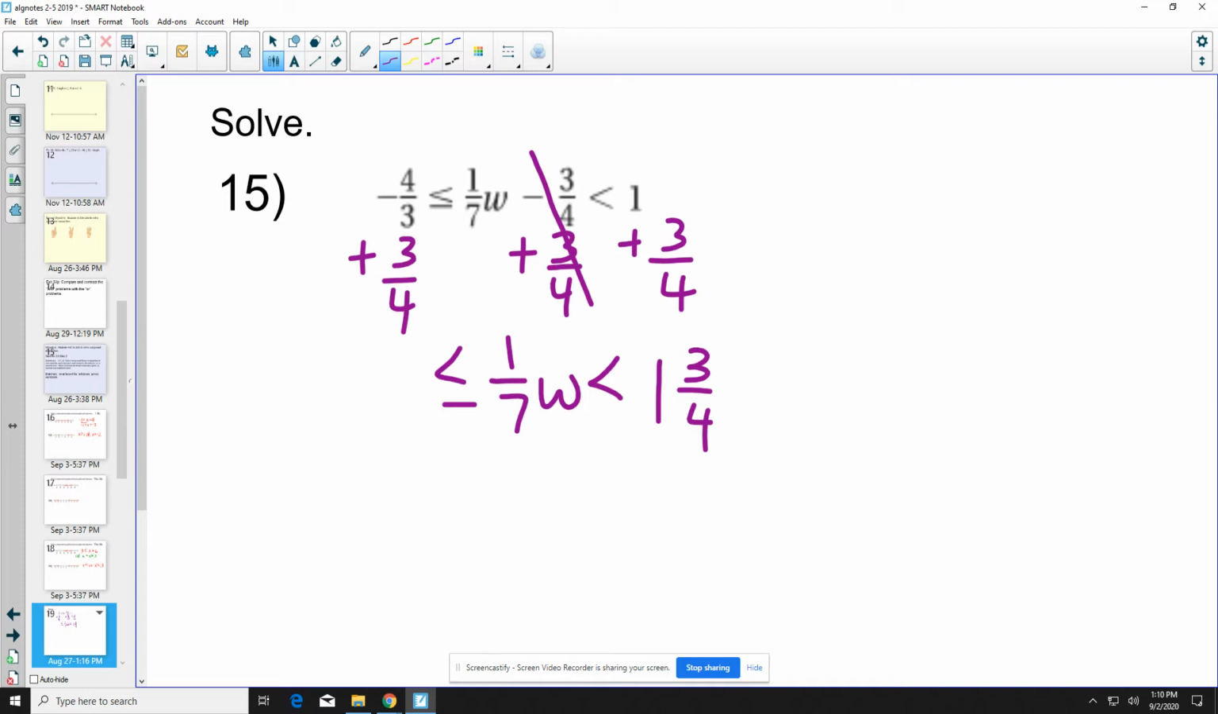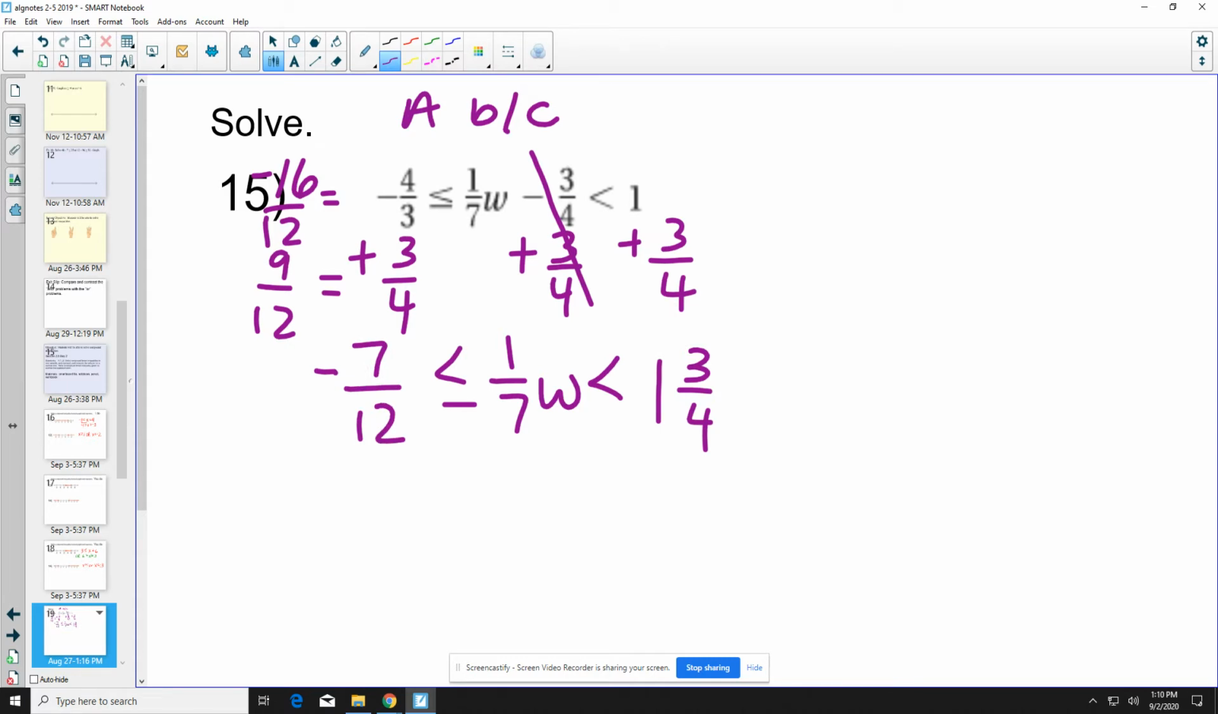Now when I add -4/3 and 3/4, I need a common denominator. You can also use your calculator, that's fine. When you use your calculator, you would use your a b/c button. But if I'm not using a calculator, I would need a common denominator. So let's see, 3 times 4 is 12, so 4 times 4, that would be a -16. 4 times 3 is 12, 3 times 3 is 9. -16 plus 9 would be -7 over 12.